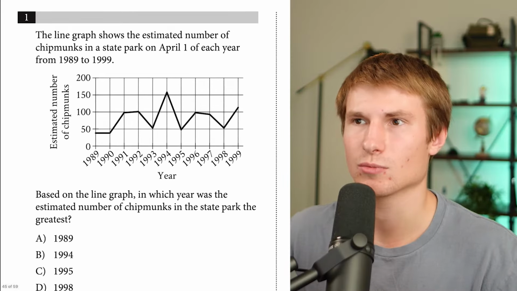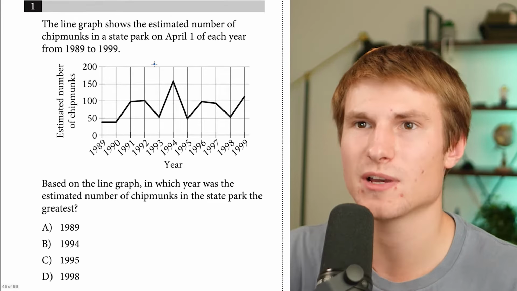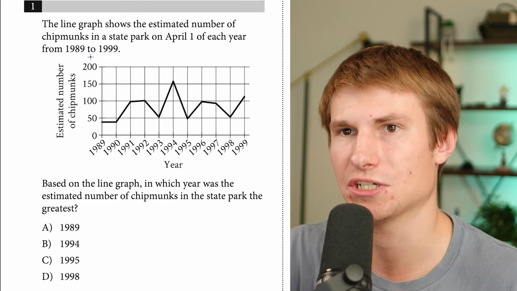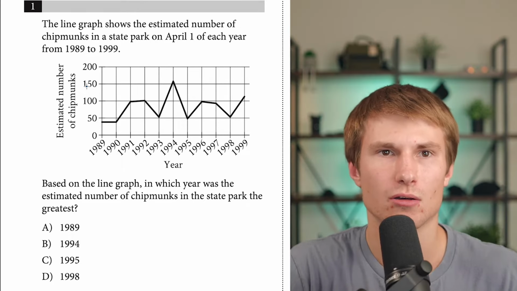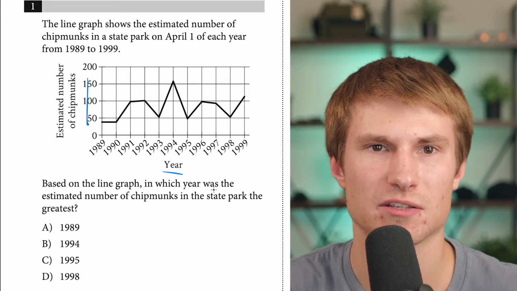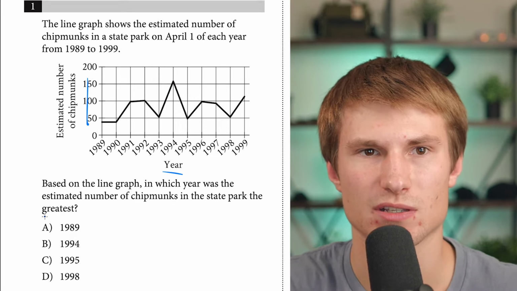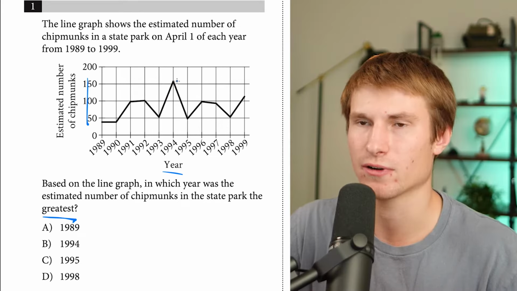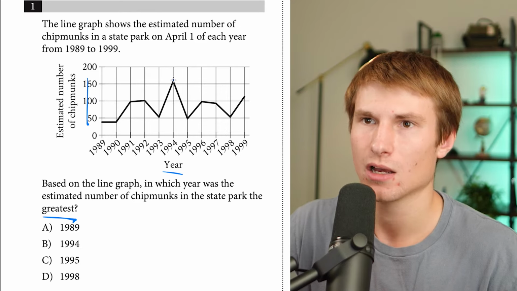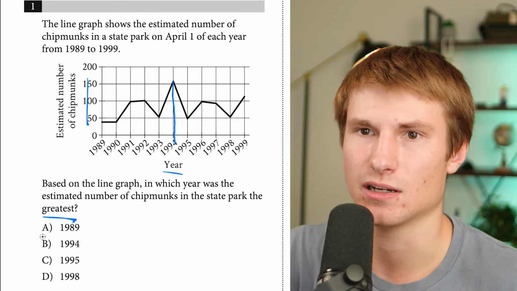All right, here's question number 1. A line graph shows the estimated number of chipmunks in a state park on April 1 of each year from 1989 to 1999. We've got the estimated number of chipmunks and the year. Based on the line graph, which year was the estimated number of chipmunks in the state park the greatest? Always pay attention to words like greatest, smallest, minimum, maximum, things like that. Okay, we're looking at where it's the greatest. That's in 1994. Answer there is B.